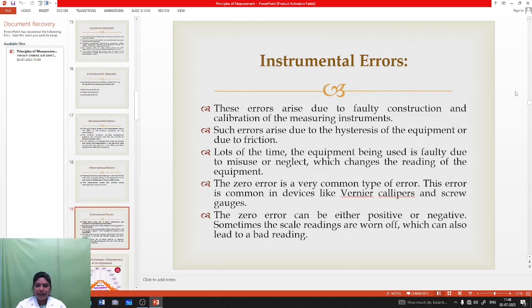Then instrumental errors. These errors arise due to faulty construction and calibration of the measuring instrument. The zero error is the most common type of instrumental error. It commonly happens in vernier calipers and screw gauges. We can see this type of zero error there.